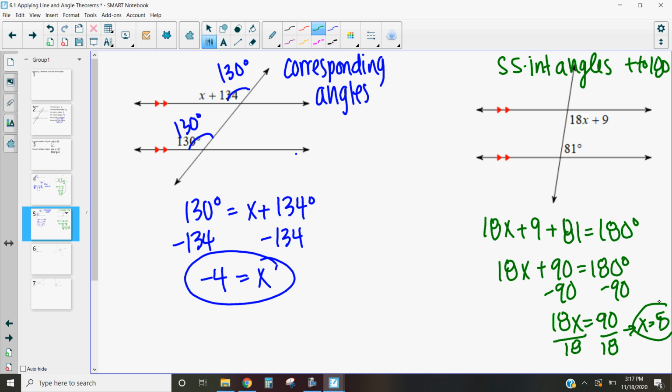If x equals 5, we can plug that x back in to figure out what that other angle is. So 18 times 5 is 90. And 90 plus 9 equals 99. So this is 99 degrees. Now, another way that we could have done that is recognize that this is 81. So this one has to be 180 minus 81, which is 99, and set those equal to each other to solve for x. Either method will work great. It just depends on the context of our question. In this case, we want to find both.